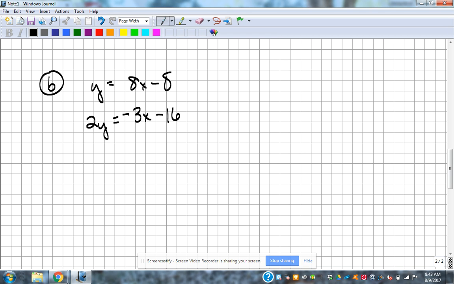So the first one's already in slope-intercept form, so we don't have to do anything to it. What do we have to do to the second one? Just divide everybody by 2. y is negative 3 over 2x minus 8. So I'm good there. I can go ahead and be graphing that.